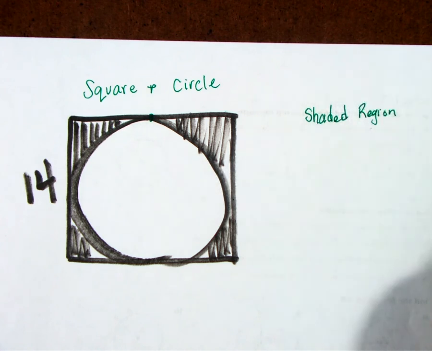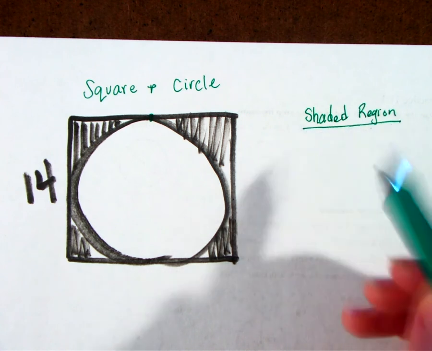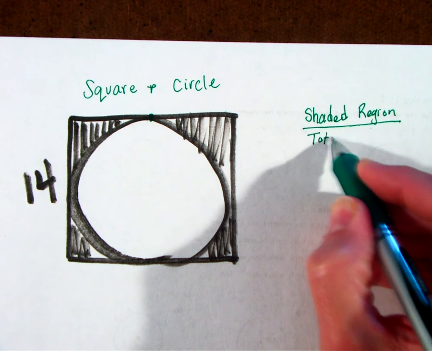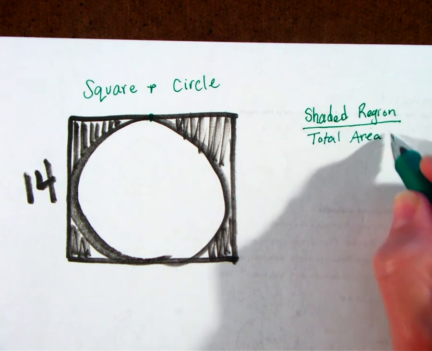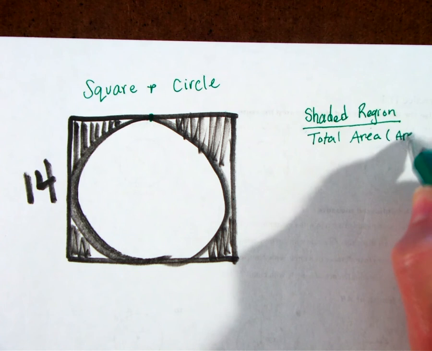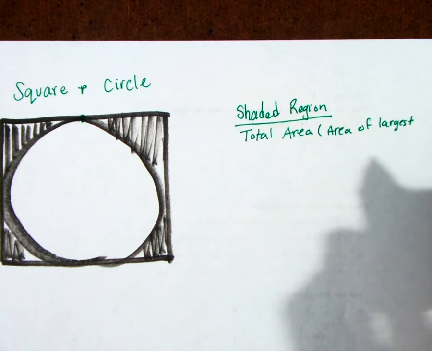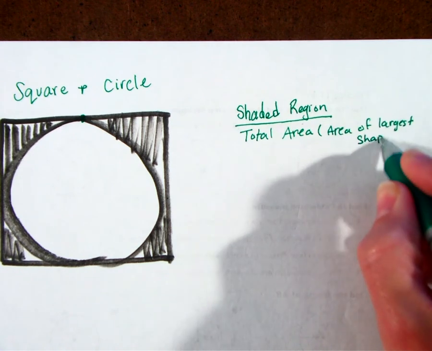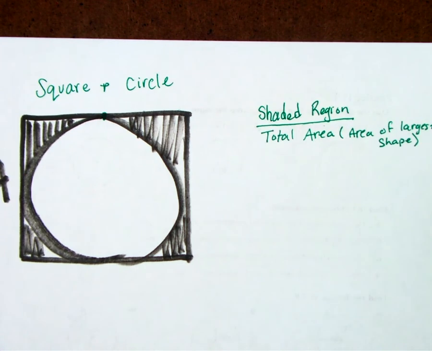Okay, because that's what I want. And then you're going to divide that by the total. And in this case, it will be the total area, which is just the area of the largest shape or figure. Okay, so in our case right now, that's going to be the area of the square.